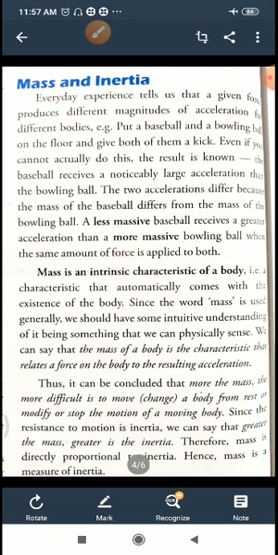Exactly like that, if an object is in the state of rest, a large amount of force is required to move it. If a huge object is moving, a huge amount of force is also required to stop it. Since resistance to motion is inertia, we can say that the greater the mass, the greater the inertia. Therefore mass is directly proportional to inertia, hence mass is a measure of inertia. Did you understand this?